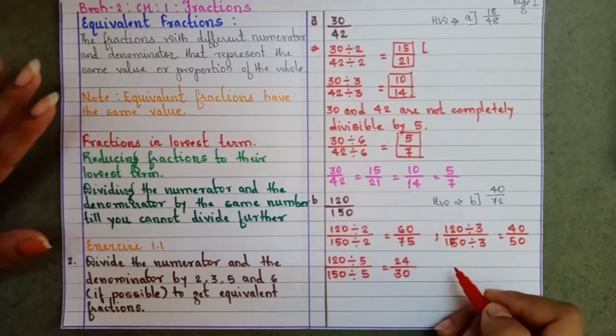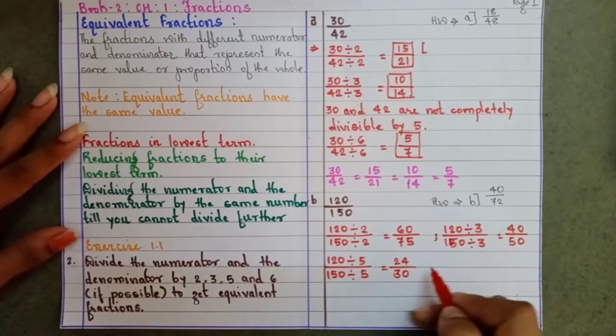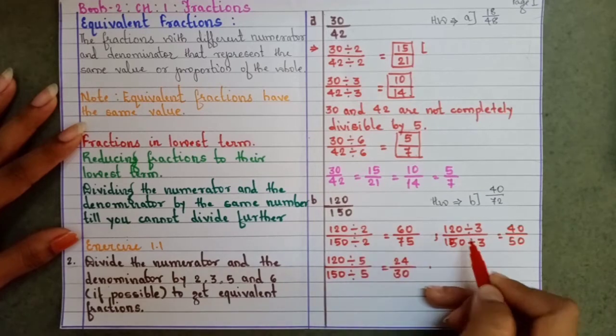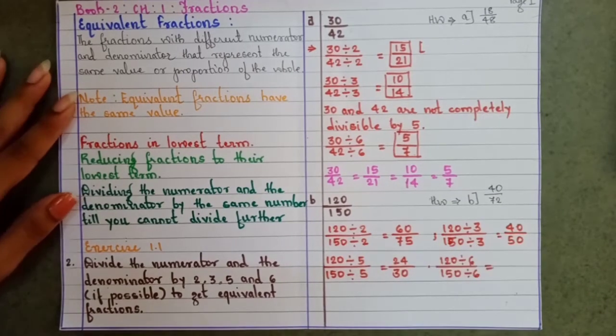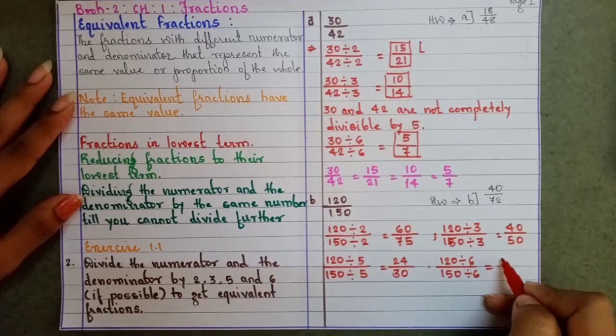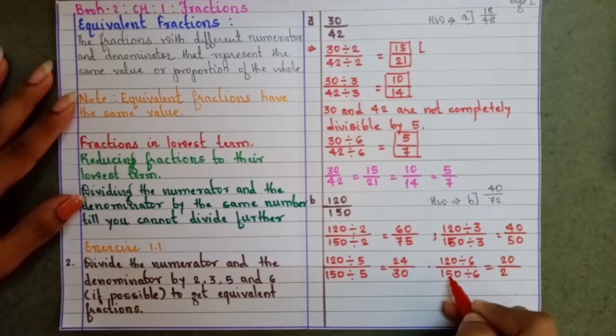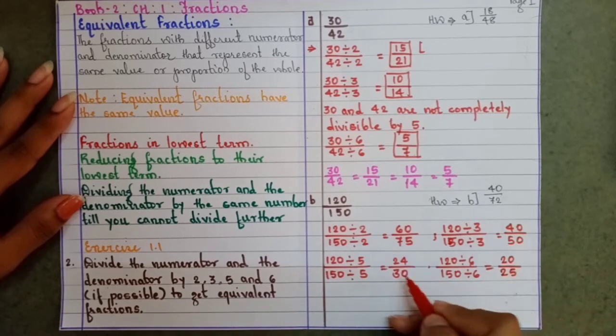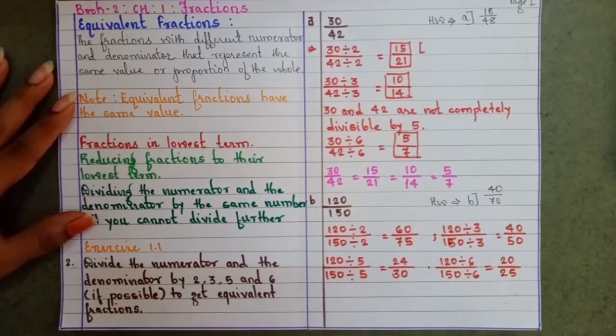by 5. Okay, so now let's see whether it is divisible by 6. As it satisfies the divisibility of 2 and 3, yes, it is divisible by 6 too. Now let's divide the same fraction by 6. 6 2s are 12, 6 zeros are 0, 6 2s are 12 and remain 3, so 6 5s are 30. So after dividing, you will get the fraction 20 upon 25. Therefore, all these are the equivalent fractions of 120.